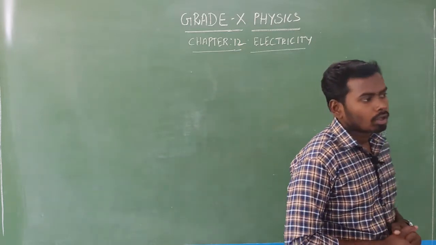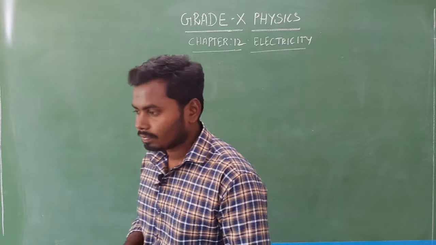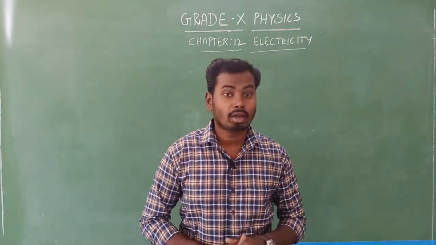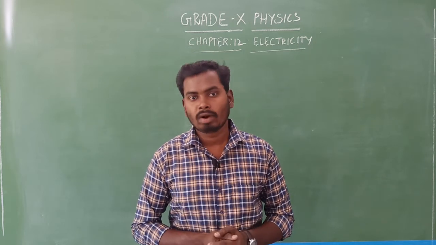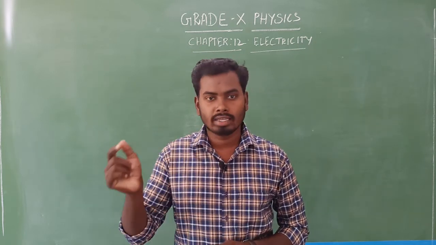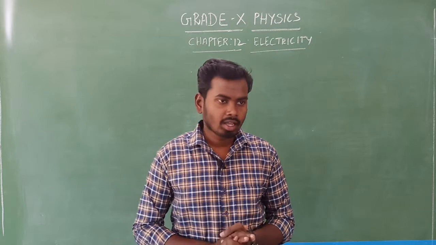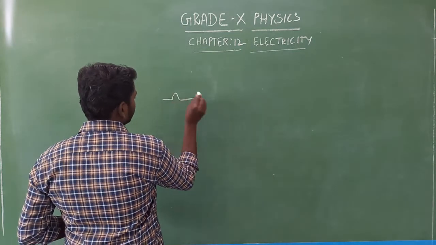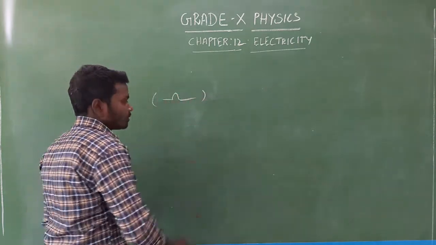Next one, what is the SI unit of resistance, sir? What is the SI unit of resistance? The SI unit of resistance is ohm. O-H-M. Ohm. Is it clear? Yes. Then the symbol of the ohm is like this. This is the ohm symbol.